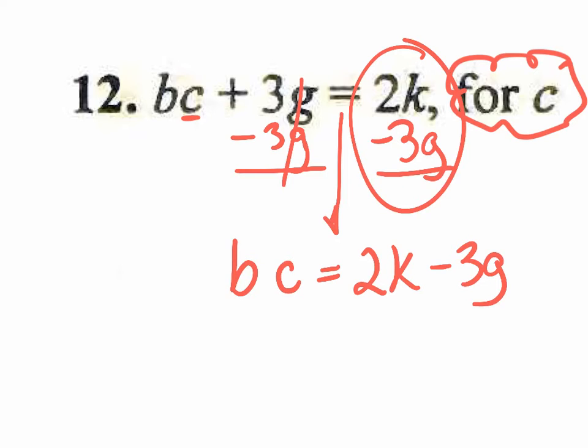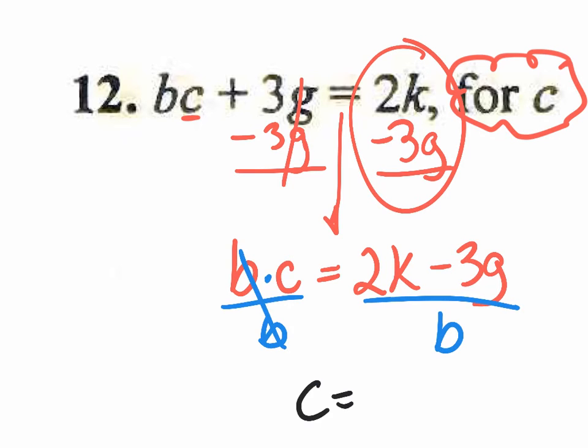Now we are solving for C. We almost have it by itself. There's a multiplication of B in front of it. So you divide by B, divide the whole thing by B, and there's your answer. C equals 2K minus 3G, all divided by B.